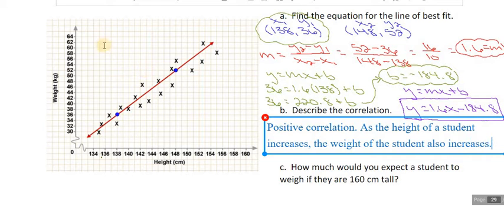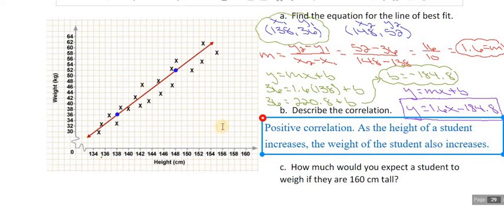Okay, it doesn't need to be anything real fancy or flowery. Describe as x is increasing, what's happening to the y. Is it going up? Is it going down? And just use the labels.